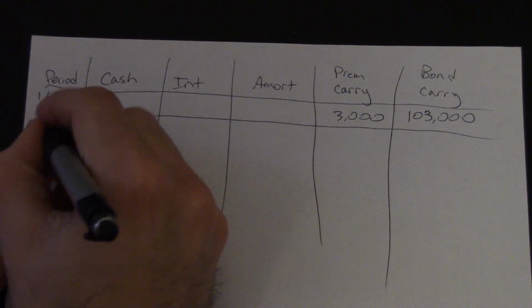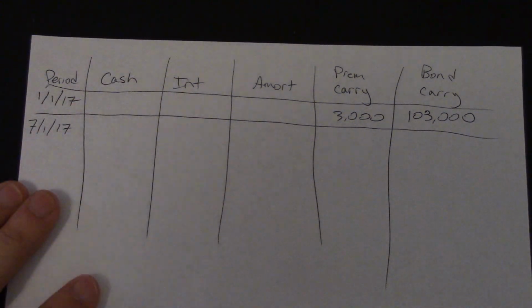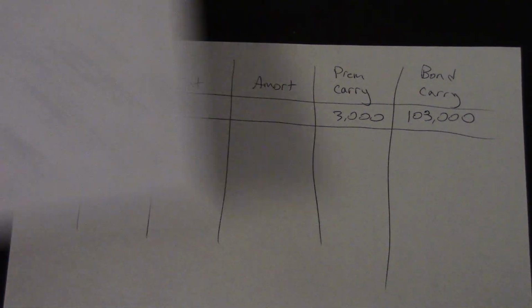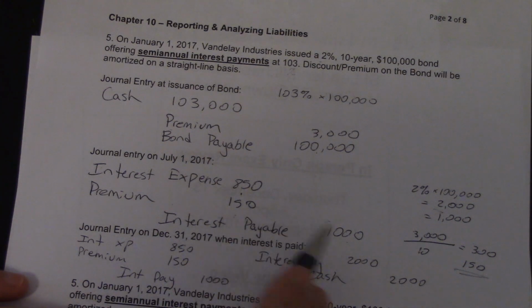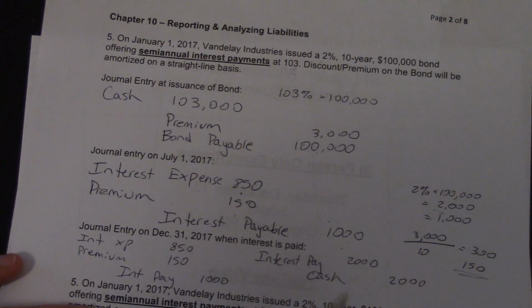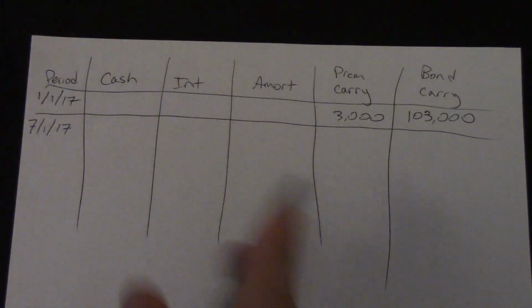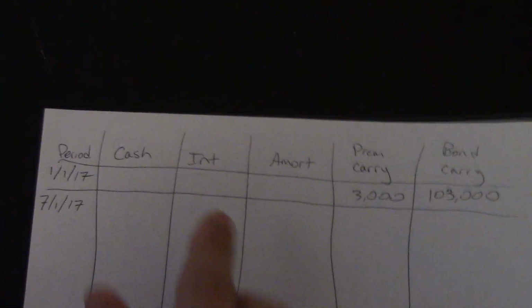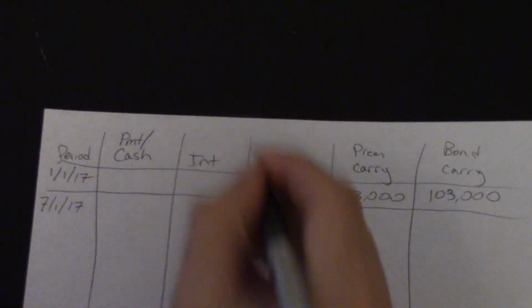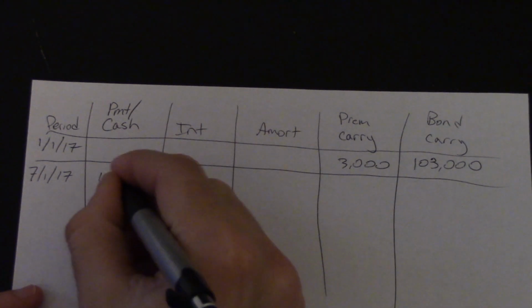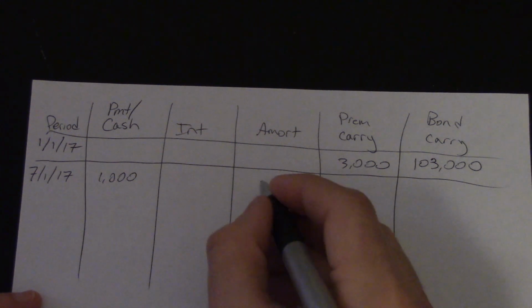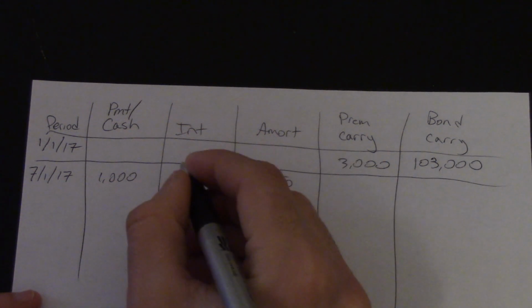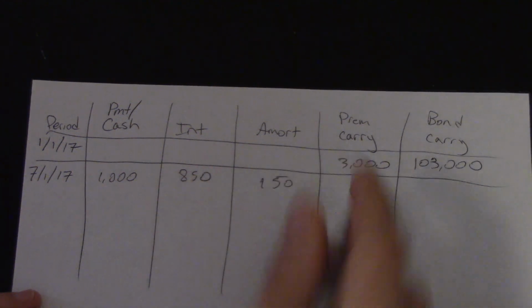Now, 6 months later, we recorded interest expense of $850, a premium of $150, and interest payable of $1,000. So our interest payable of $1,000 is our cash payment. $1,000. We figured out our amortization was $150, and our interest expense was $850.